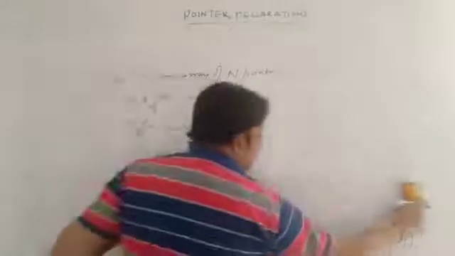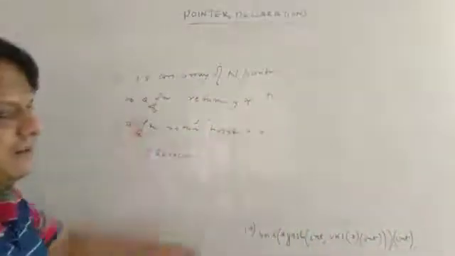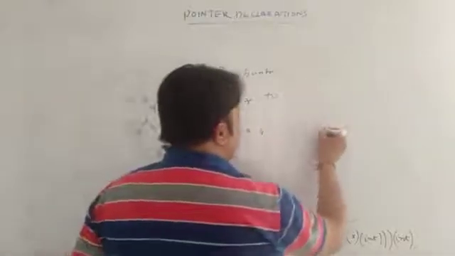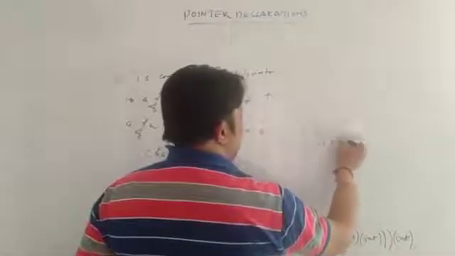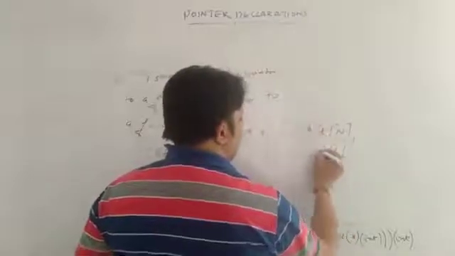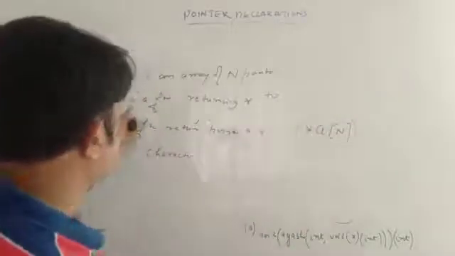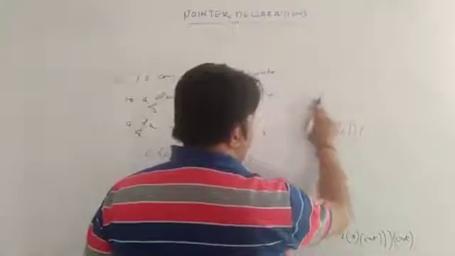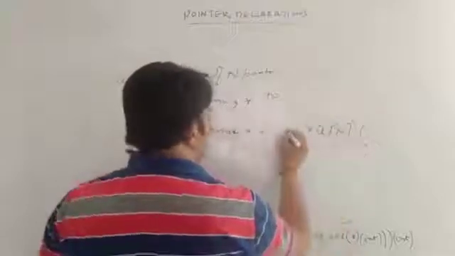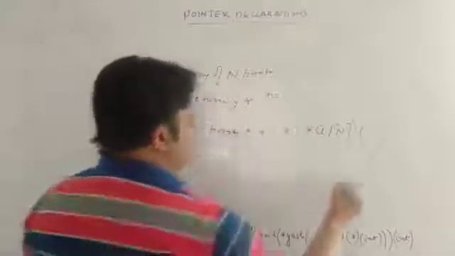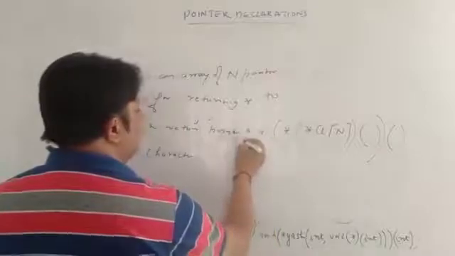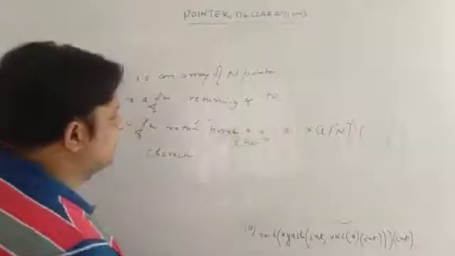Now let me remove this. Now given this, write the equivalent statement. In this, a is an array of n pointers to a function returning pointer to a function returning pointer to a function returning pointer to a character. See, it's pretty simple, right?